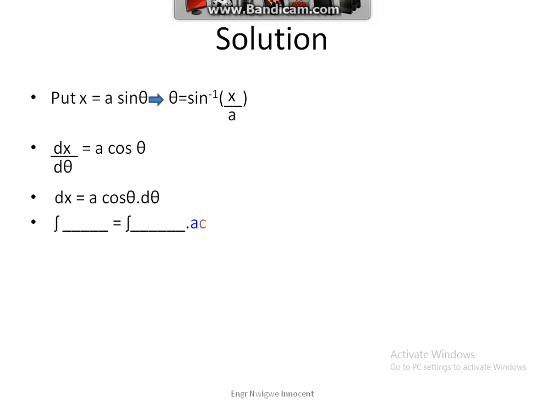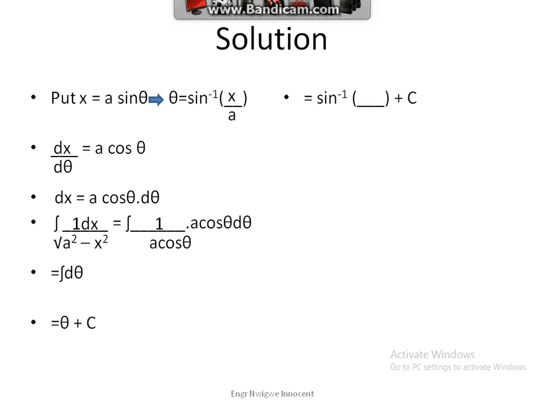Therefore, from the question, the integral of 1 ds over square root of a squared minus s squared will be equal to the integral of 1 over a cos theta times a cos theta d theta. If they cancel out, we are left with the integral of d theta, which is, if we do the integration, theta plus c. But if we substitute theta, we now have sine inverse of x over a plus c.